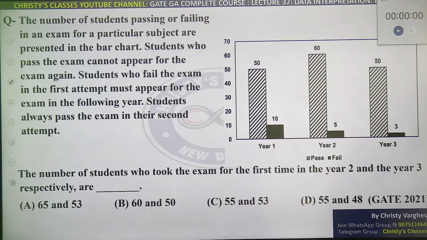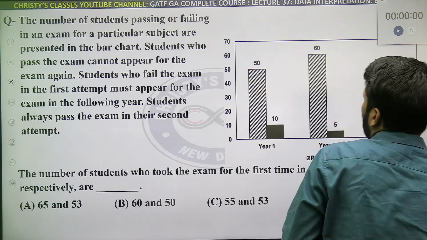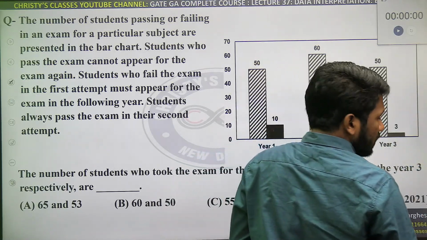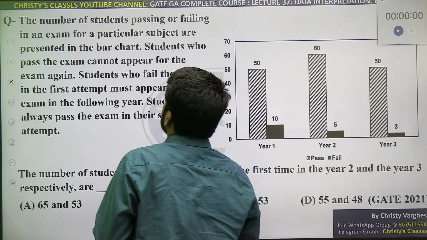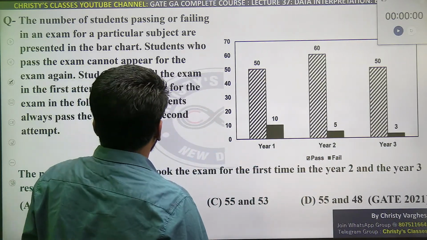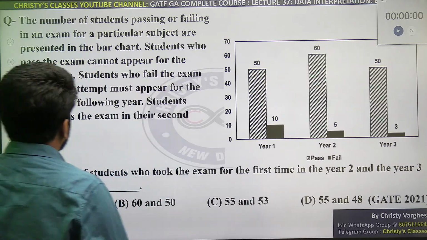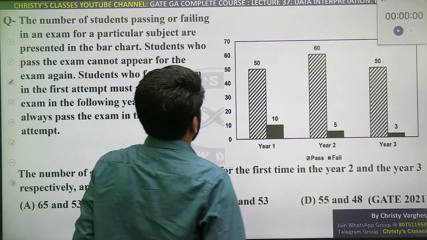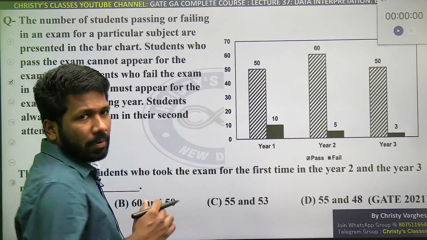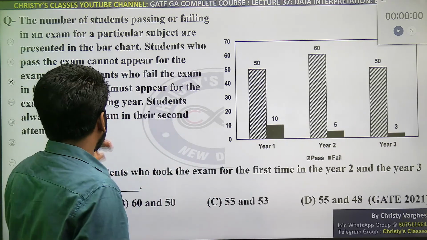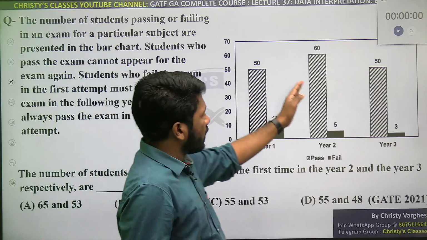Okay, so I'll explain. Listen very carefully. Some of you only got it right. The number of students passing or failing in an exam for a particular subject are presented in the bar chart. Students who pass in the exam cannot appear for the exam again. So that is very important. If they pass, they cannot appear the next time. But if they fail, they can attend in the next year.